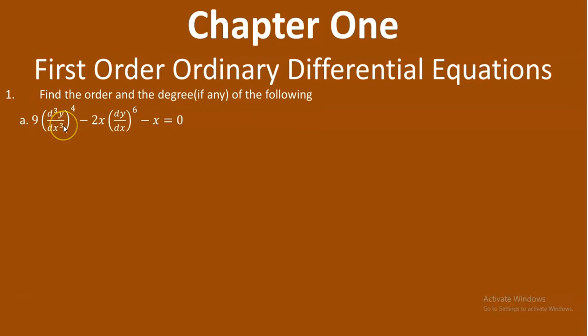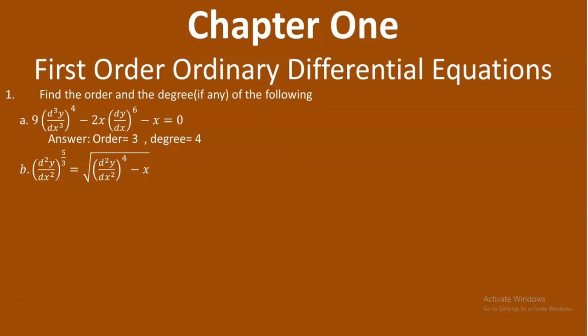And the exponent corresponding to the highest derivative, as you see, is 4, and this represents the degree. So clearly, the order and the degree of this differential equation are 3 and 4, as shown here. So the order is 3 and the degree is 4. Let's come to the second one.